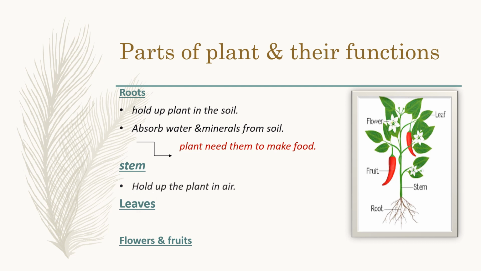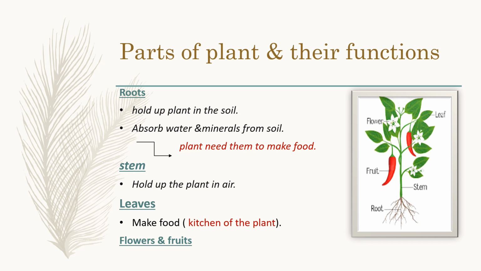And what else? Come to the stem. The stem holds up the plant in the air. And also we need another part to hold up the plant in the air so it is not broken. What is this part? Stem. So roots fix or hold up the plant in the soil, and the stem holds up the plant in the air. So here we have two parts that hold up and fix the plant, roots and stem. Roots hold up the plant in the soil and the stem holds up the plant in the air. Clear for you?